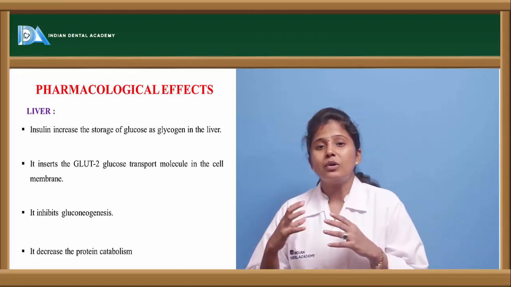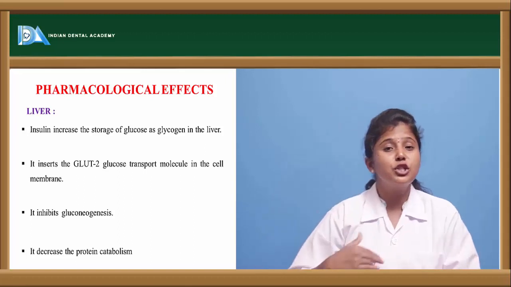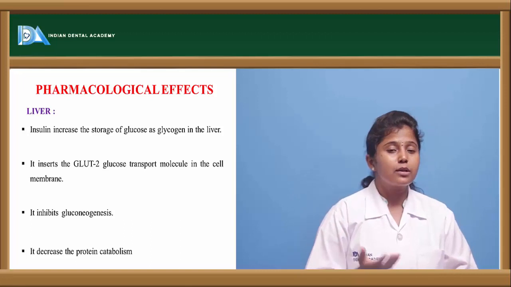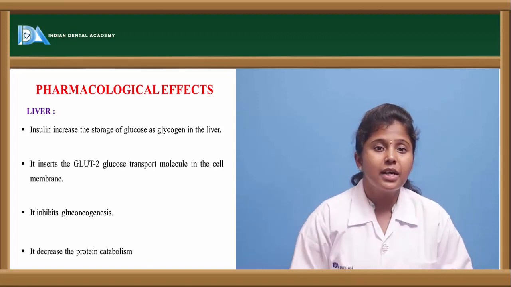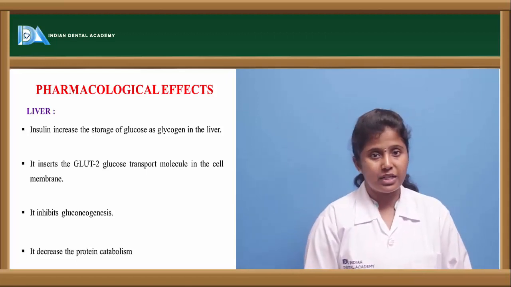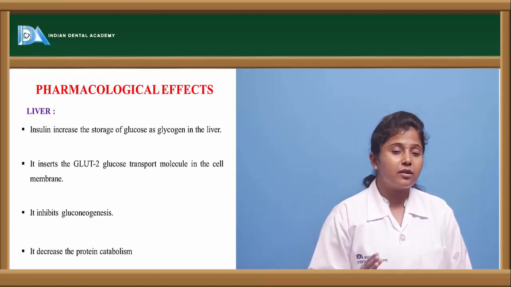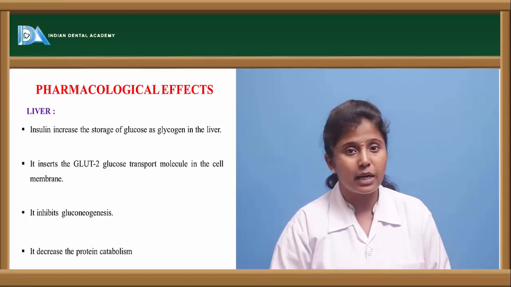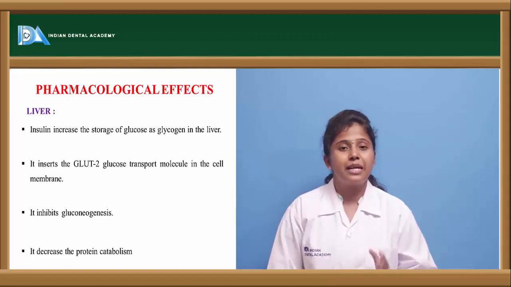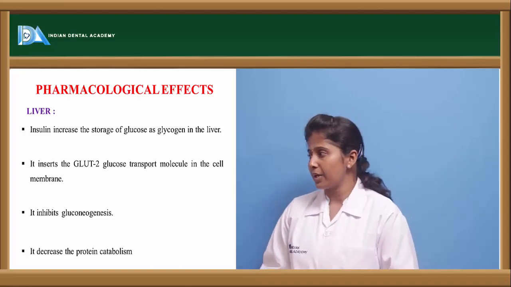So what does it do? Insulin aids in the synthesis. It promotes the gene expression of the GLUT receptors, and thereby it sends the GLUT2 as well as GLUT4 receptors to the plasma membrane, again aiding in the formation of these transporters. It inhibits gluconeogenesis, that is the formation of glucose from proteins and fatty acids apart from carbohydrates, and it decreases protein catabolism. It prevents the breakdown of proteins into amino acids.